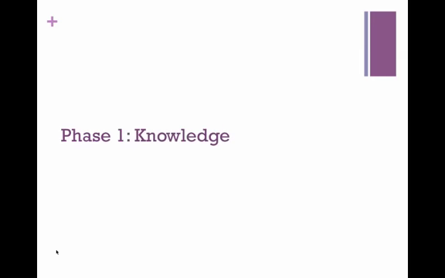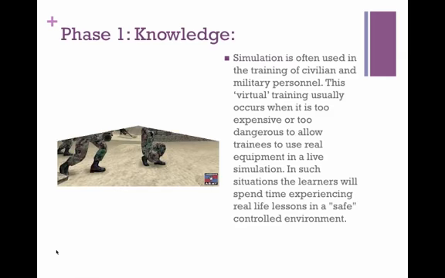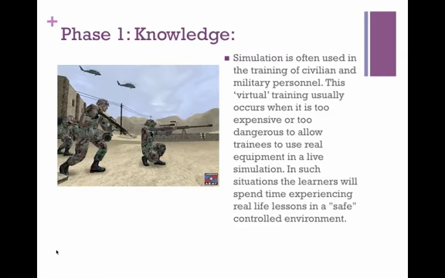What is simulation and why is it used? Simulation is often used in the training of civilian and military personnel. This virtual training usually occurs when it is too expensive or too dangerous to allow trainees to use real equipment. In such situations, the learners will spend time experiencing real-life lessons in a safe, controlled environment.